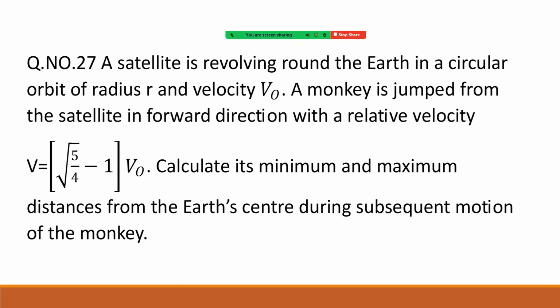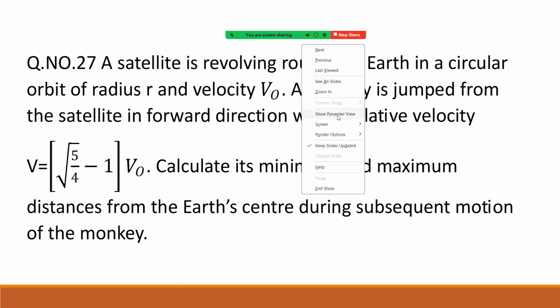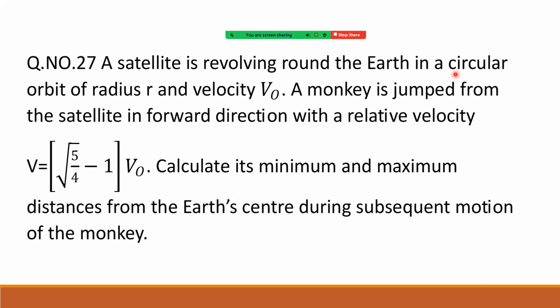A satellite is revolving around the Earth, the given orbit shape is a circle, radius is r, velocity v naught. A monkey jumps from the satellite in the forward direction with a relative velocity of (root 5 by 4 minus 1) into v naught. Calculate its minimum and maximum distances from the Earth's center during the subsequent motion of the monkey.